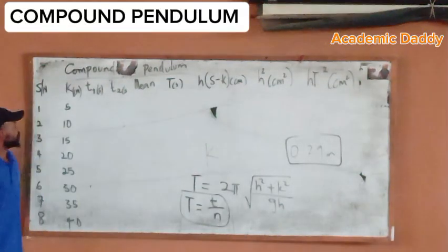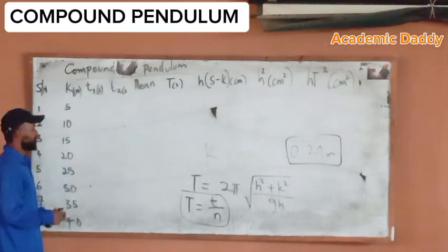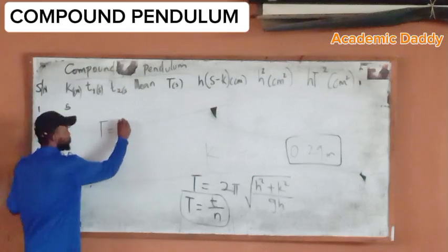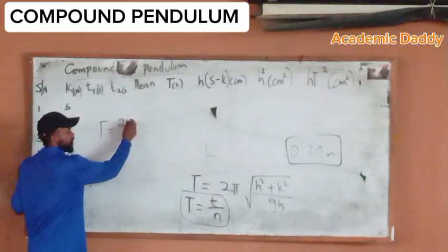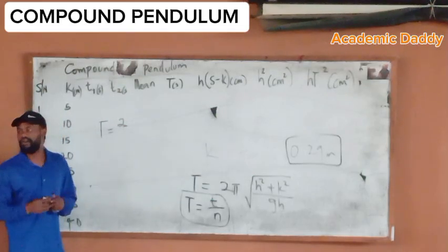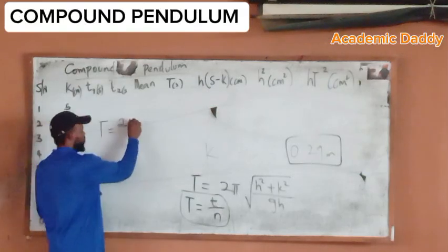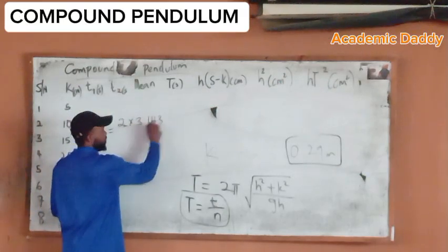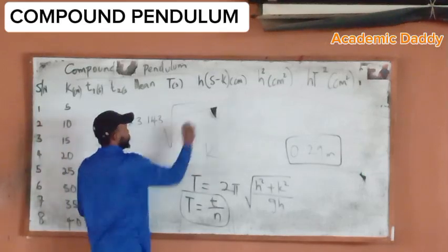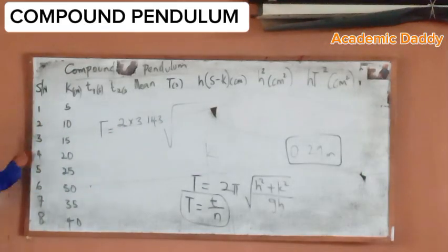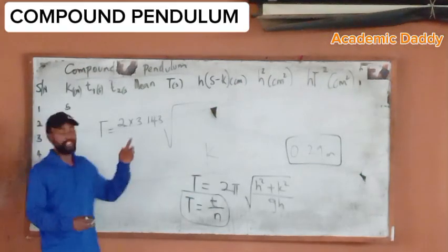Alright. So now to find period, at each point T equals 2 pi, let's say 3.143, shall we? Yes. 2 times 3.143. Then root. The first h given to me, when this S is 5, which h is the first h? The first h given to me. What did I have as h here? 45. Okay, they gave me that h is 45.